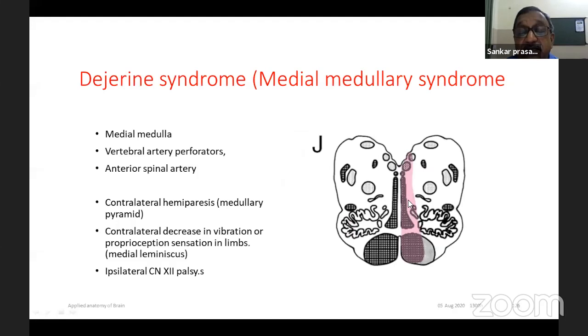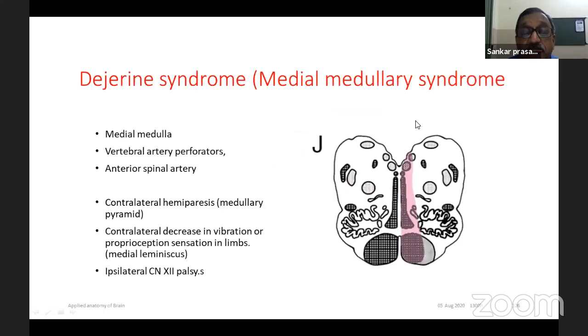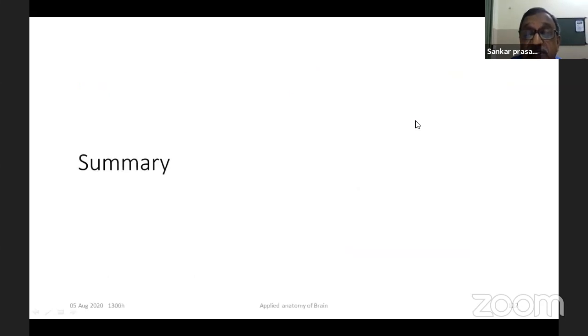Medial medulla and vertebral artery perforators: contralateral hemiparesis because of the pyramid, contralateral decrease in vibration and proprioception because of the lemniscal pathways, and ipsilateral 12th nerve palsy. So that is the design. So identify the medulla and the structures which are involved here. Of course, you have already said the 12th nerve. That's good. You picked up very well. And here you have picked up the 12th nerve.